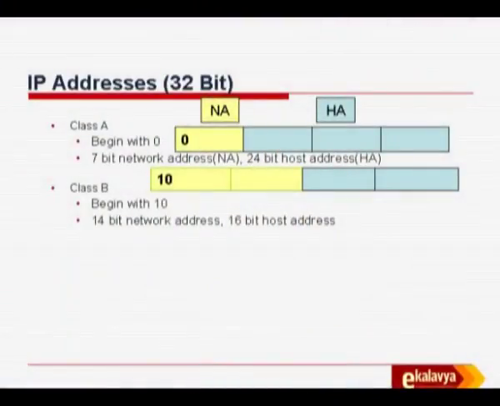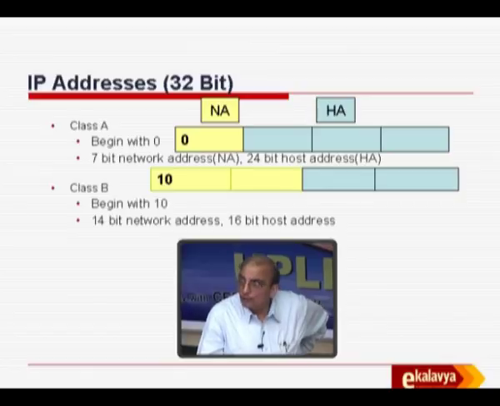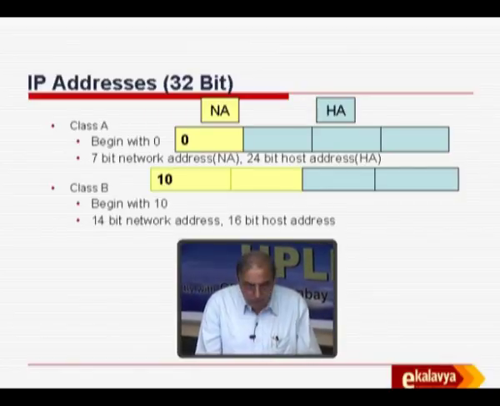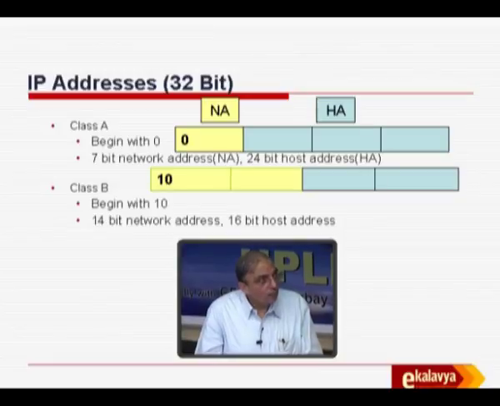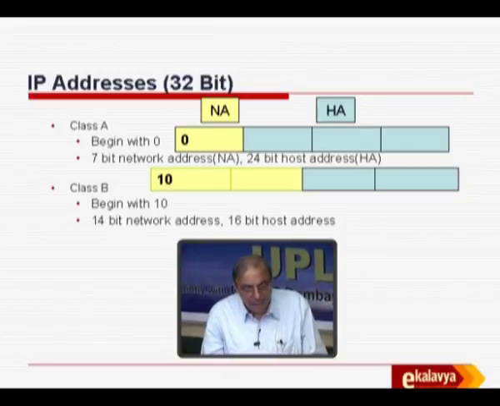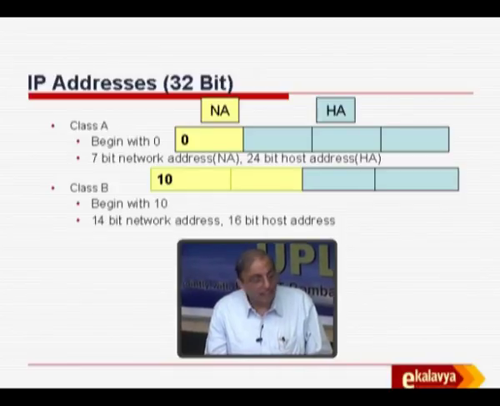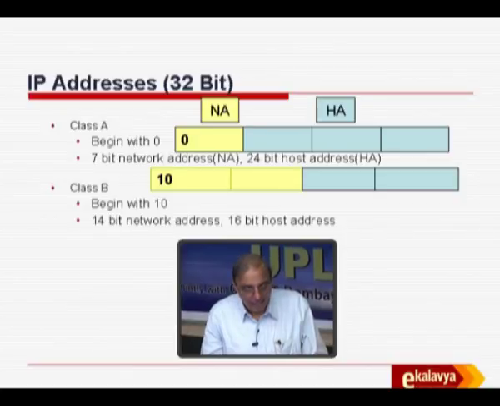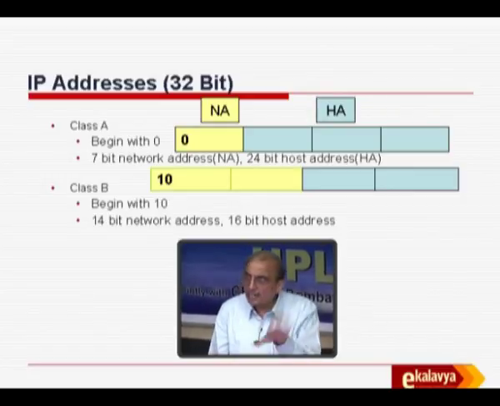Each IP address is a 32-bit address. Here is a class A address. An address is recognized as class A when it begins with 0. You can see there are 4 bytes, 1, 2, 3, 4. They constitute 32 bits, right? Out of these, the first byte is utilized to give a 7-bit network address and the 24-bit host address. If the first bit is 0, then the whole address is recognized as a class A address.